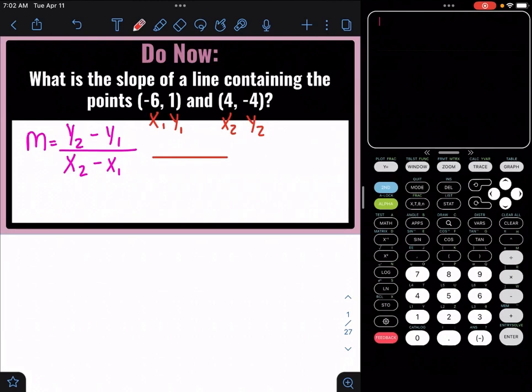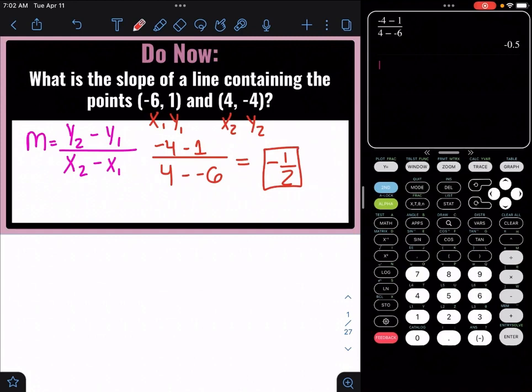So now I'm going to plug into the formula. y2 is -4 minus y1, which is 1. Then x2 is 4 minus x1, which is -6. And let me type this into the calculator. I'm going to make a fraction and just do it all directly. -4 minus 1, and then at the bottom I'm going to have 4 minus -6. And when I do that, I get -0.5, or you could leave it as a fraction, -1 over 2.